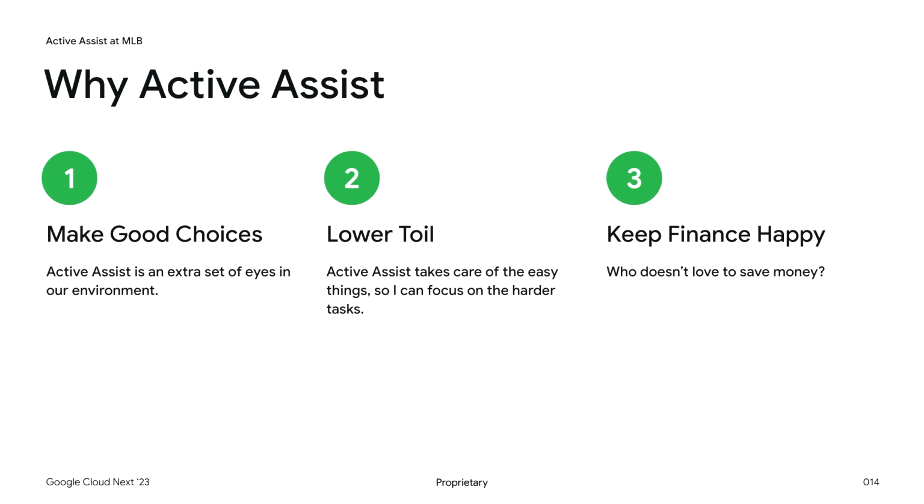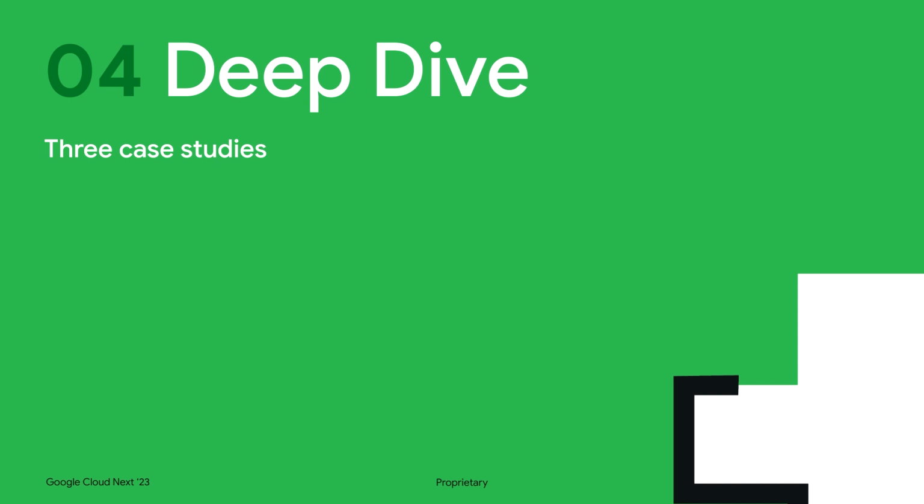And number 3, keeping finance happy. That's an obvious one. Being able to surface those recommendations and watch the big numbers go away makes everybody happy at the end of the day. So let's look at a few real examples of where Active Assist has helped me.